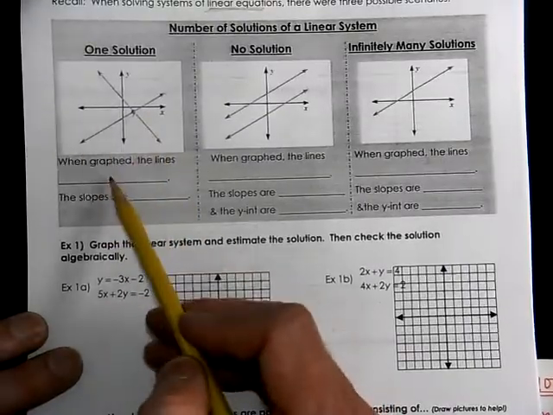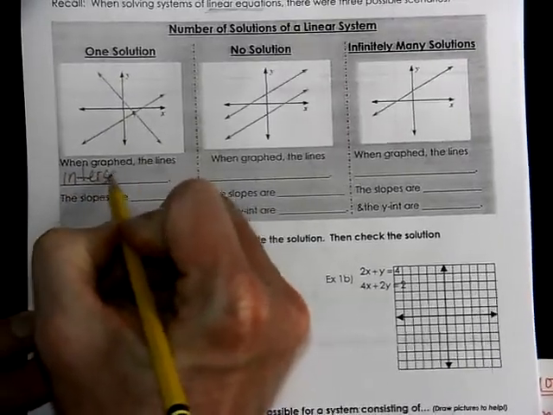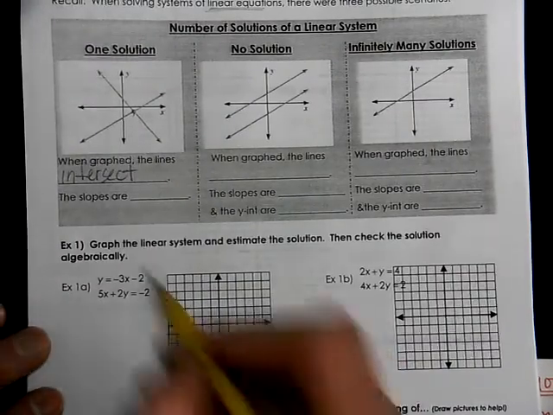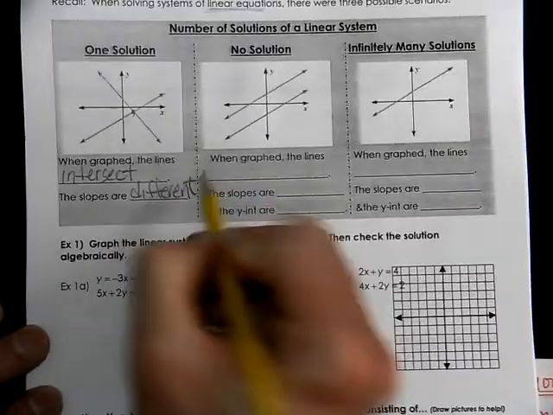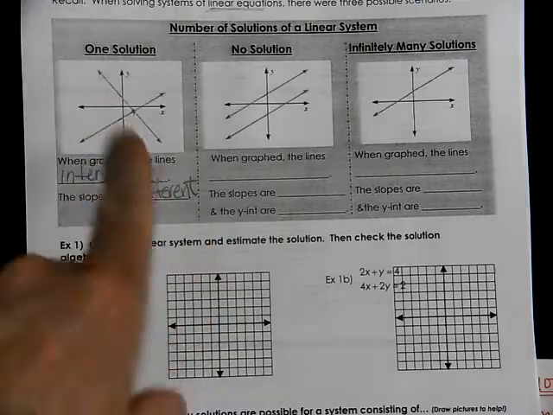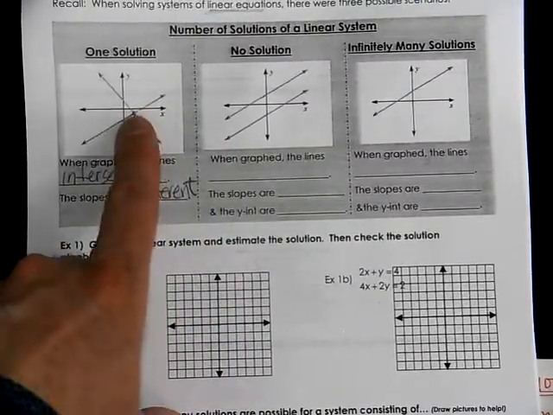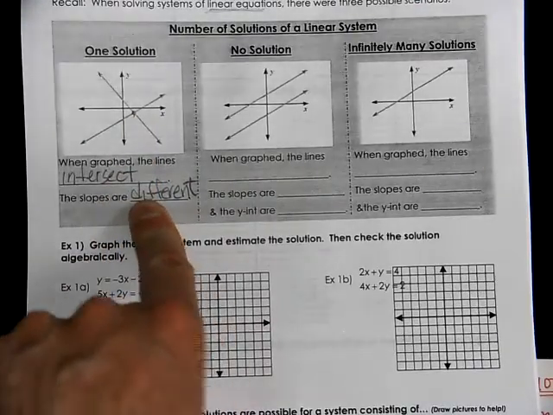When we graph our equations, the lines intersect. The slopes are going to be different. That is what we know about two linear equations that intersect, that have a solution. The lines are going to cross and the slopes have to be different.